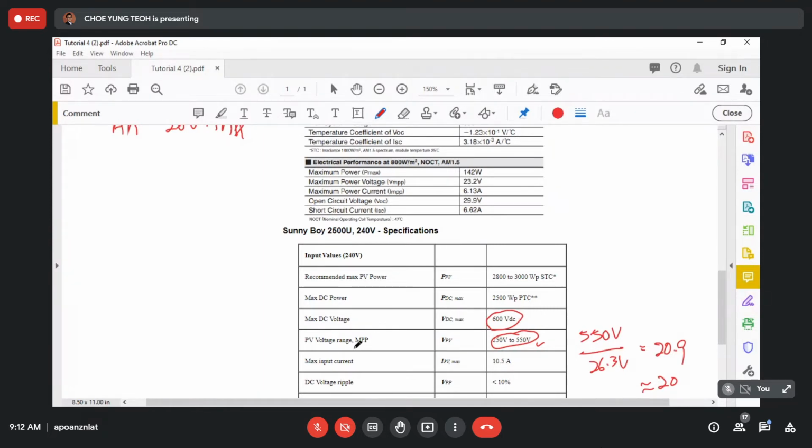You can see that we must, not say we must, we'll try our best to make the PV voltage range between this MPP range, the maximum power point tracking range, so that your efficiency will be maximum. But slightly above 550 is still acceptable, up to 600 watt.